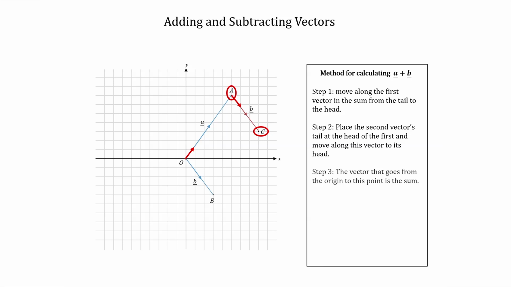Finally, step 3. The vector that goes from the origin to this point is the sum. So, this green vector, going from O to C, is the sum of our original 2 vectors A and B.